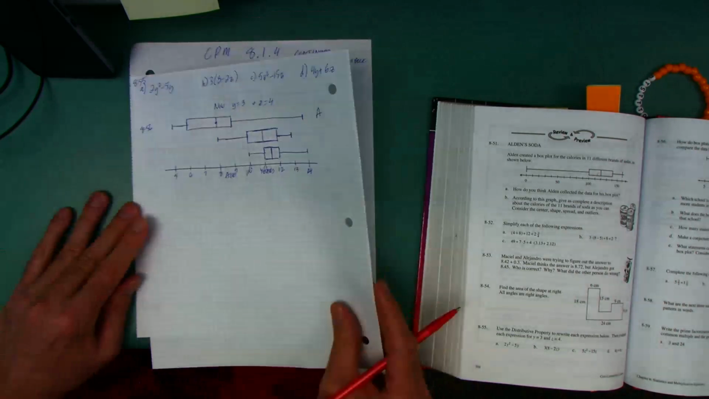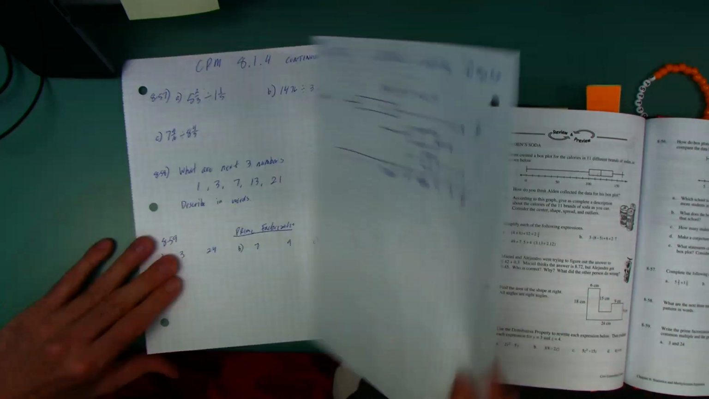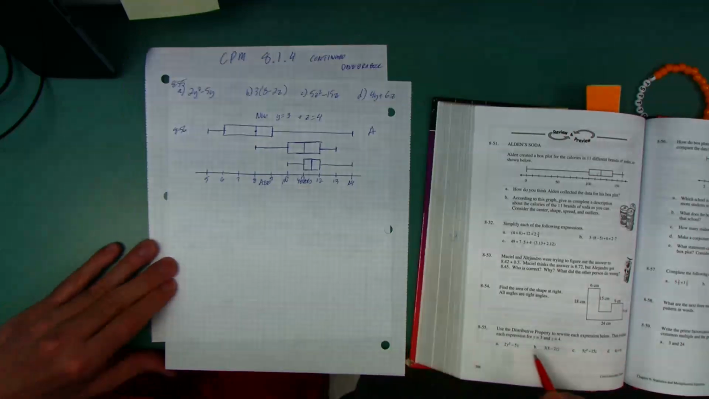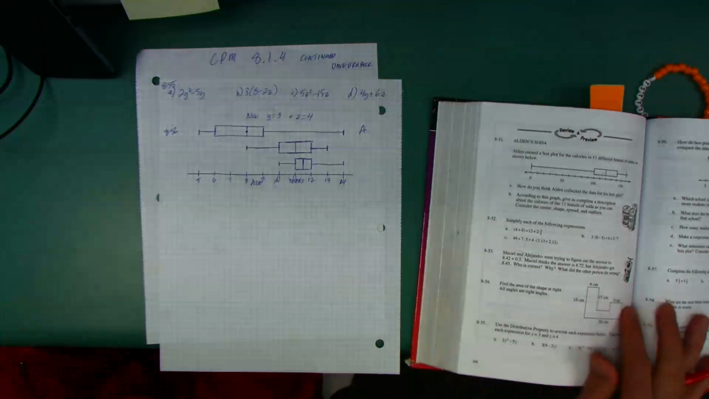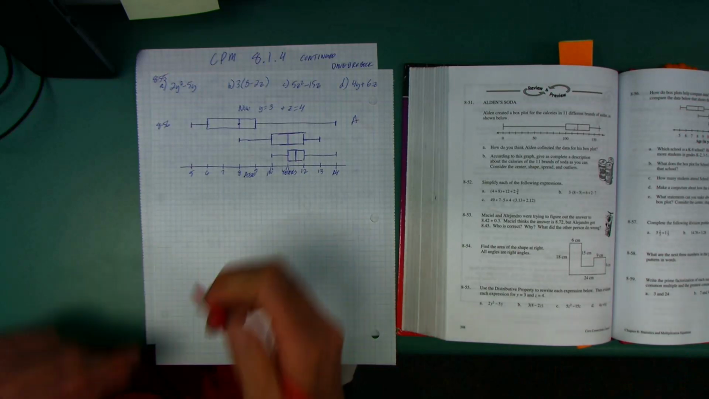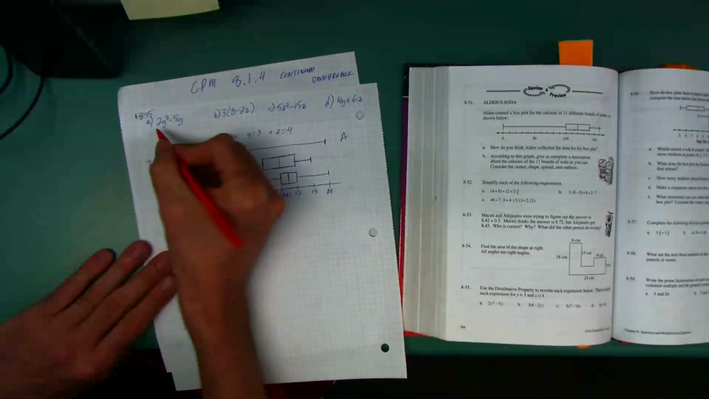All right. On to 8-55. We have these problems. It says, use the distributive property to rewrite each expression below, and then evaluate each expression for y equals 3 and z equals 4.